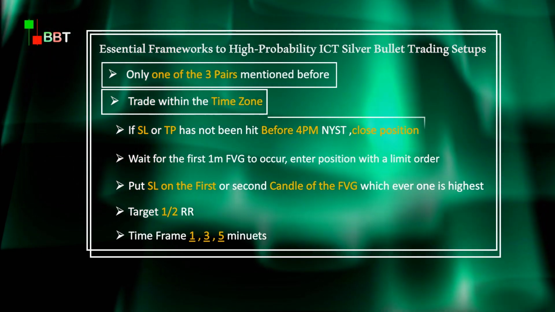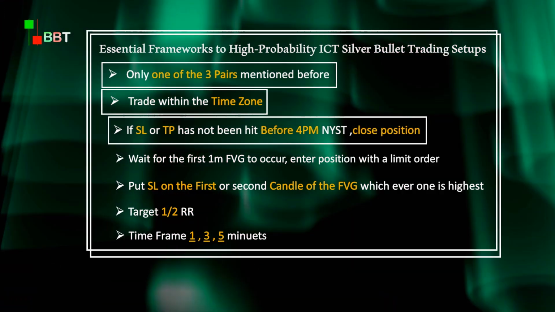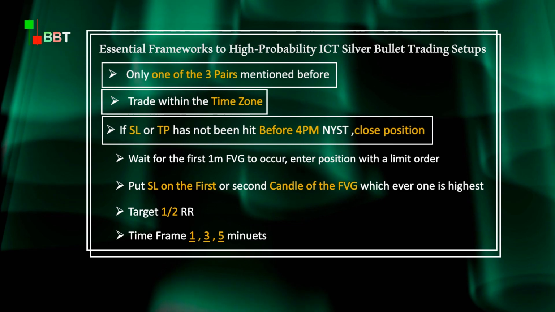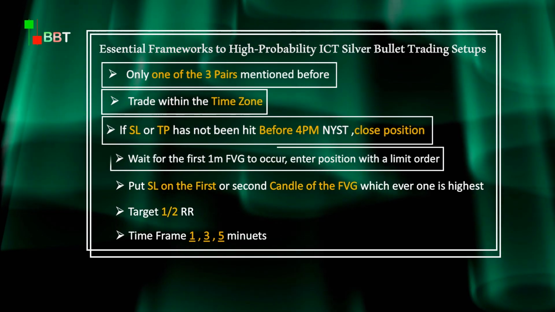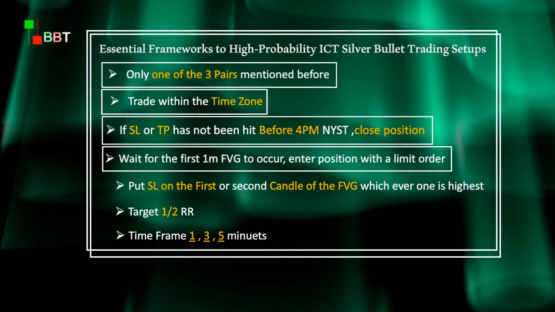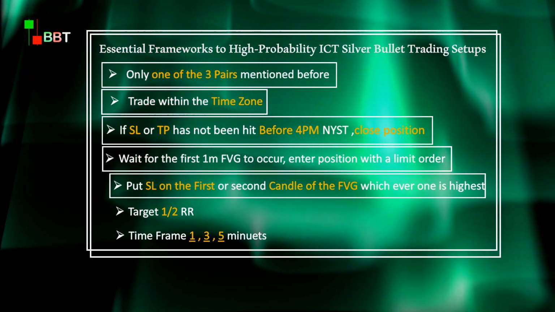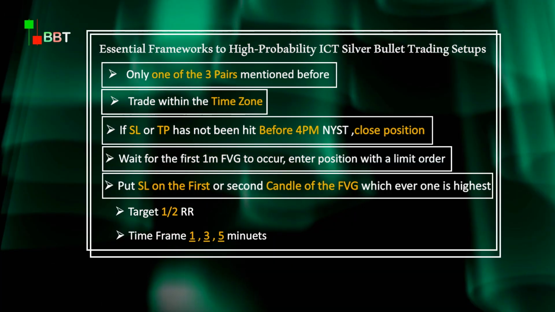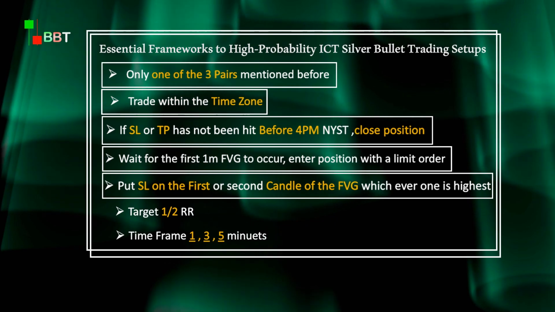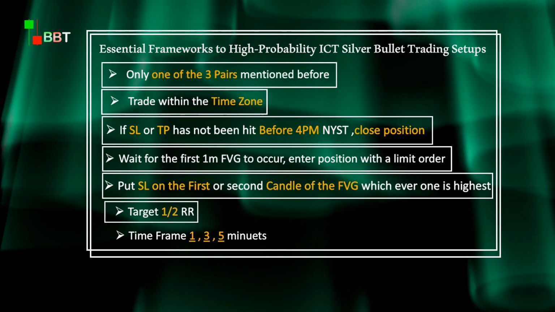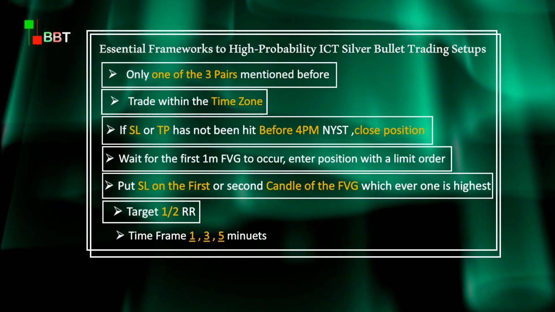So if you don't hit your target or stop loss before 4 p.m. New York Central Time, close the position. I want you to wait until the first minute and enter the position with a limit order. Set the stop loss on the first or second FVG candle, or below the bottom of the first candle or the top of the first candle. In this strategy, we are not looking for high risk to rewards of 1/6 or 1/7.